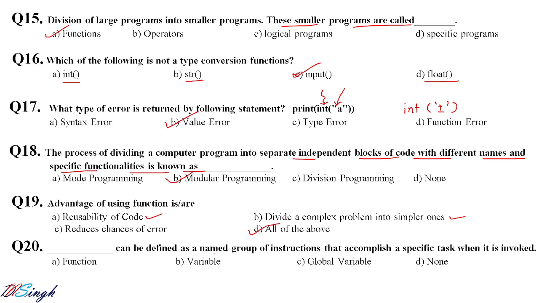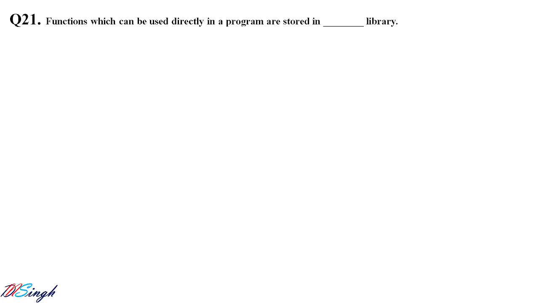Can be defined as a named group of instructions that accomplish a specific task when it is invoked. That is also called what? Function. Let us go for the next question. Functions which can be used directly in a program are stored in our main library.